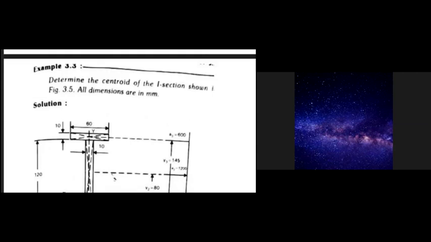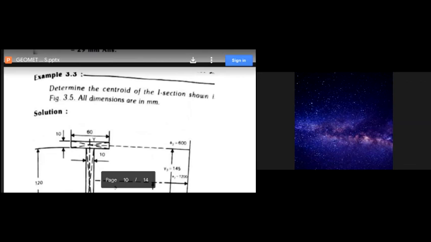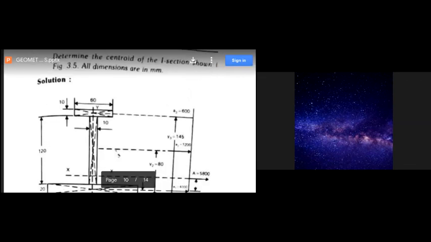So here, in the previous two problems, the composite section consisted of only two rectangles, I mean two parts only, and this given I section consists of three parts. Okay, so determine the centroid of the I section shown in the figure. All dimensions are in mm.